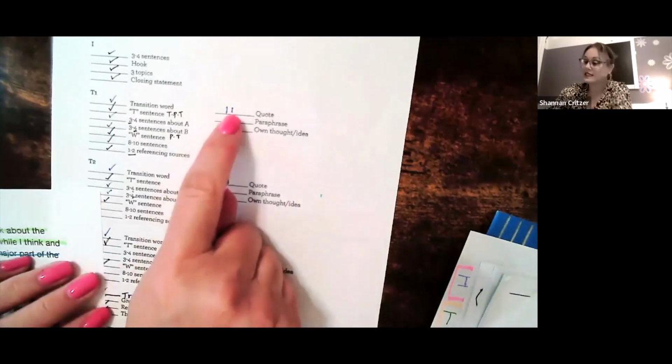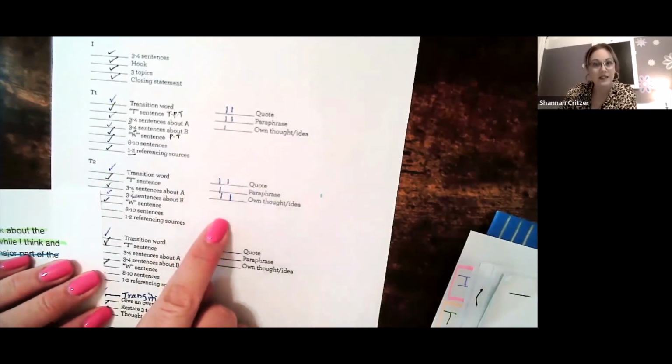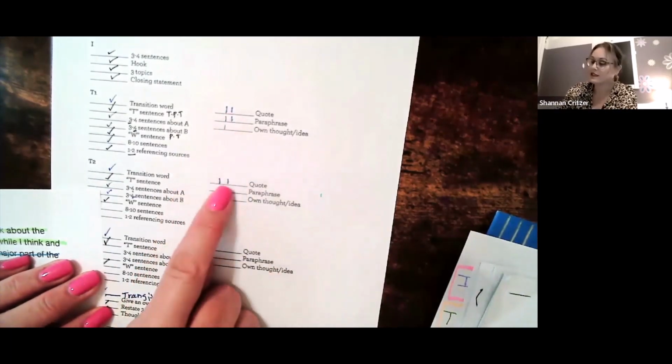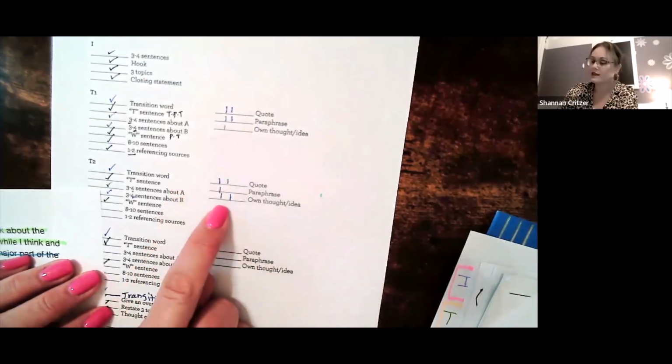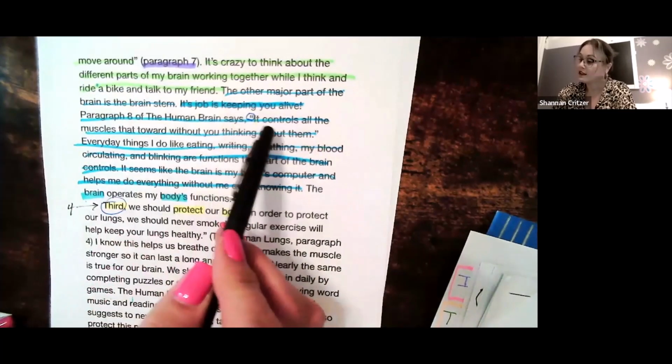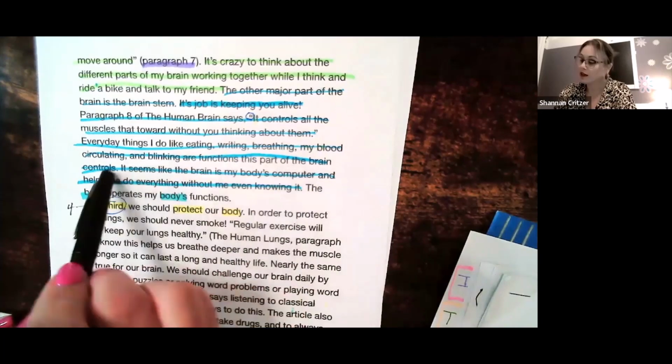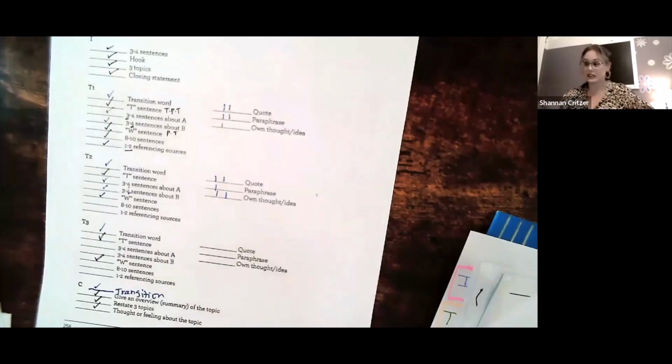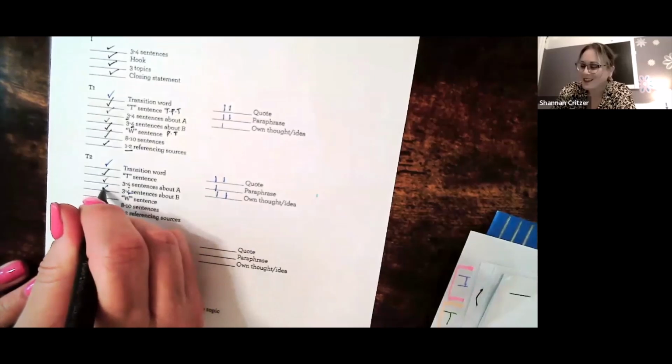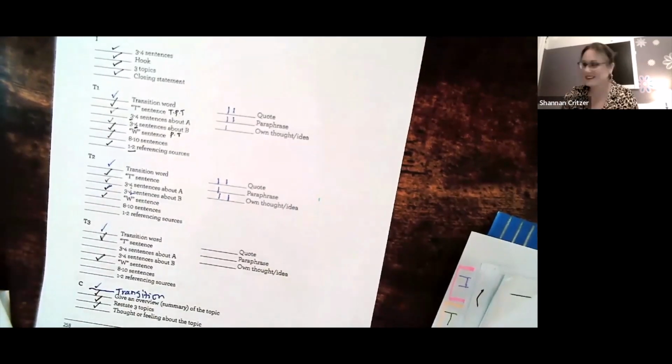So as you can see, these two paragraphs do not look the same. I have two quotes, two paraphrases here, but two quotes and one paraphrase here. Only one own thought in T1 and 2 in T2. So I would then be able to count my sentences. 1, 2, 3, 4 sentences. And I'm just going to mark over this. My power went out and you didn't see me do that. And then we had already checked our W sentence.